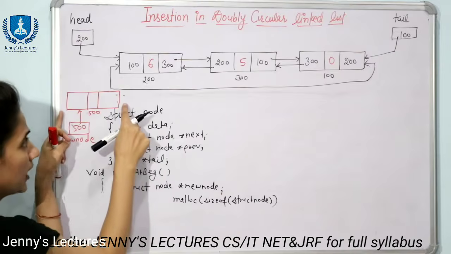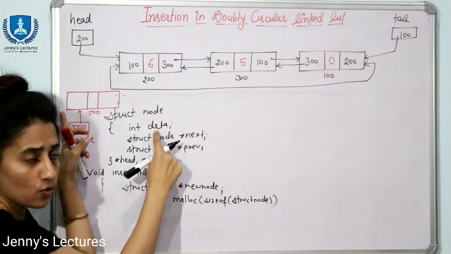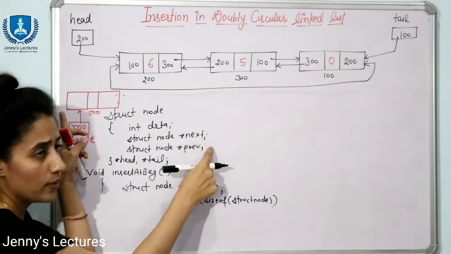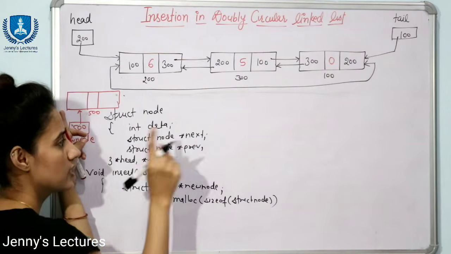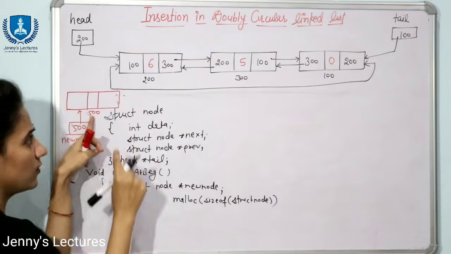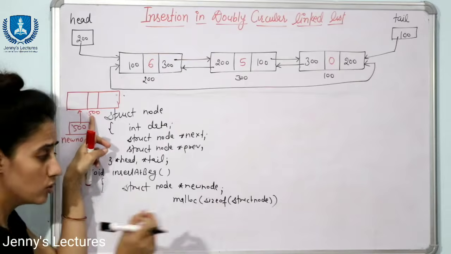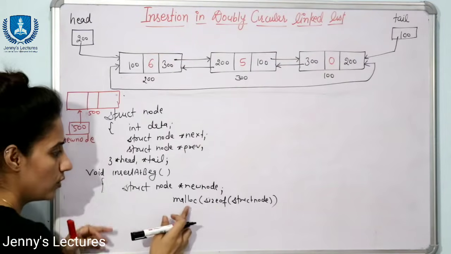Now this memory has been allocated. How many bytes? 12 bytes: 4 bytes for the integer, 4 bytes for this pointer, 4 bytes for this pointer. 4 bytes per pointer in a 32-bit compiler, 8 bytes in a 64-bit compiler. So this block is of 12 bytes, and this 500 is the address of the first byte. So malloc will return this starting address.